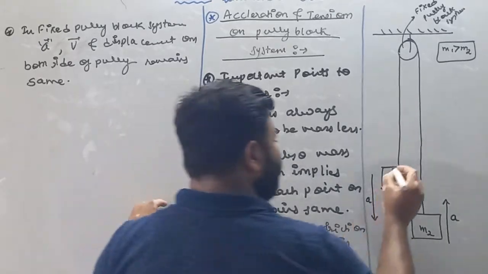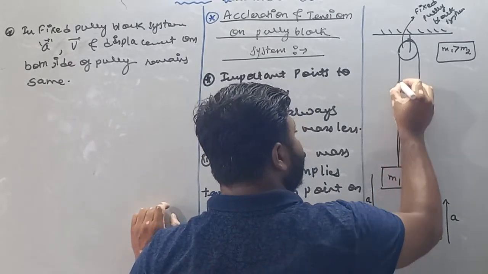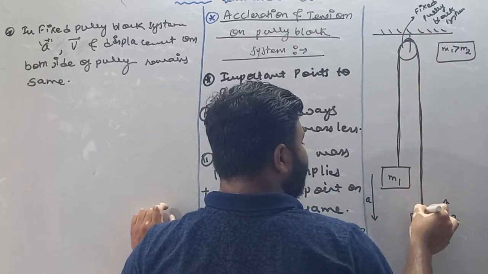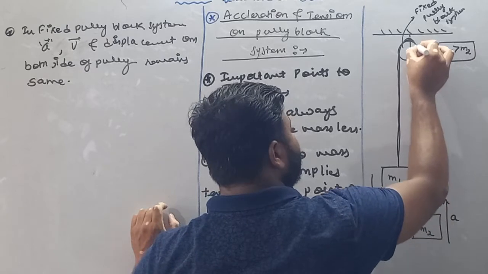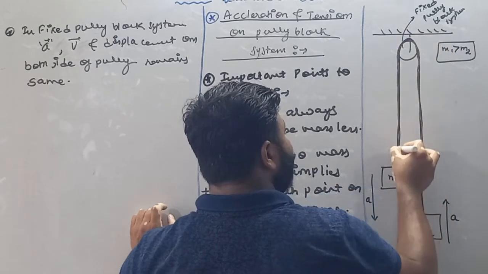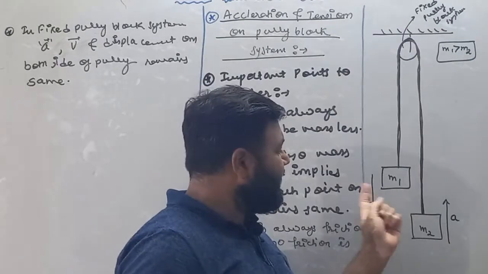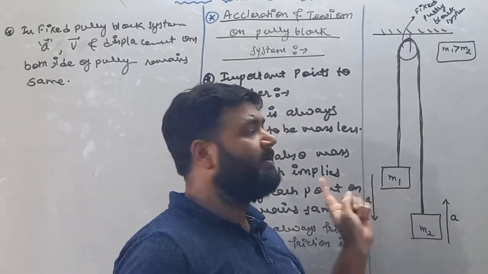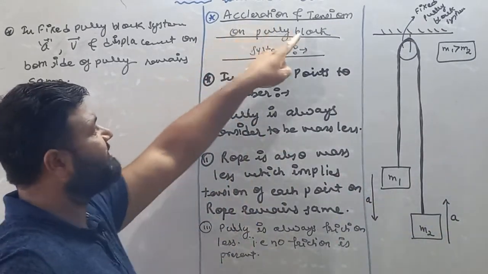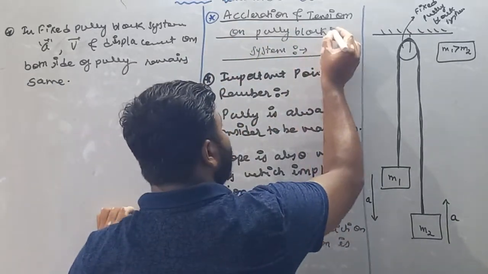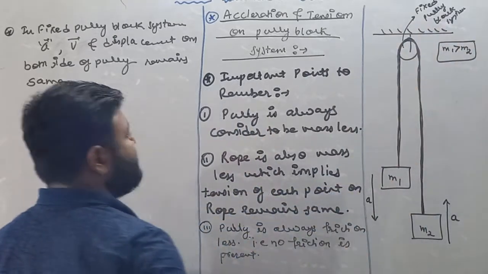And second, if this is a rope, a single rope, then we know that on the rope there is a force called tension. What is the value of tension in this rope? We have to find the value of tension on this rope and the acceleration on both sides of the pulley. This is our topic, acceleration and tension in a pulley block system. And remember, pulley block means fixed pulley block system.